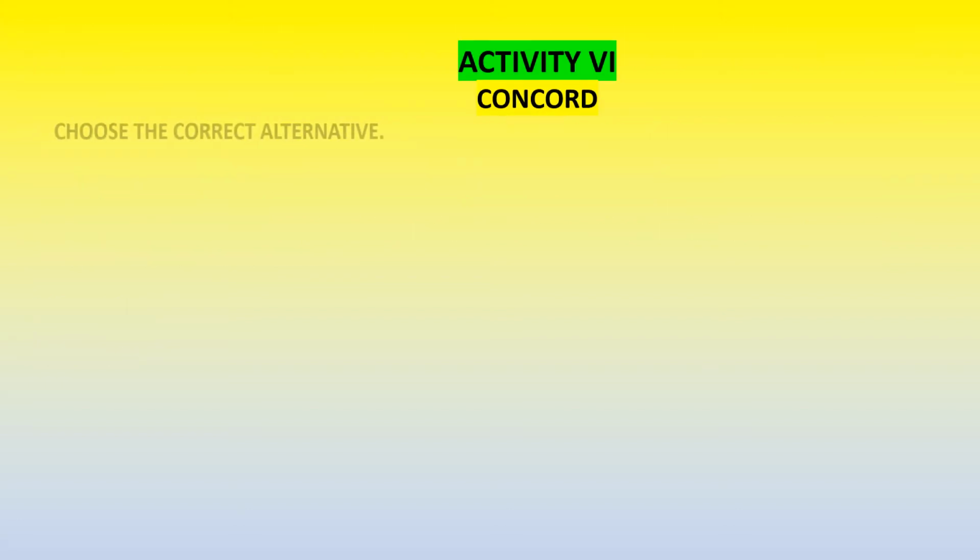Now we will pass on to activity 6, Concord. What is Concord? Concord is actually subject and verb agreement. That means if the subject is singular, the verb should also be singular. If the subject is plural, the verb should also be plural. So, learners, the difficult area is to locate the correct subject and to decide whether the subject is singular or plural. Now we will go for the activities.